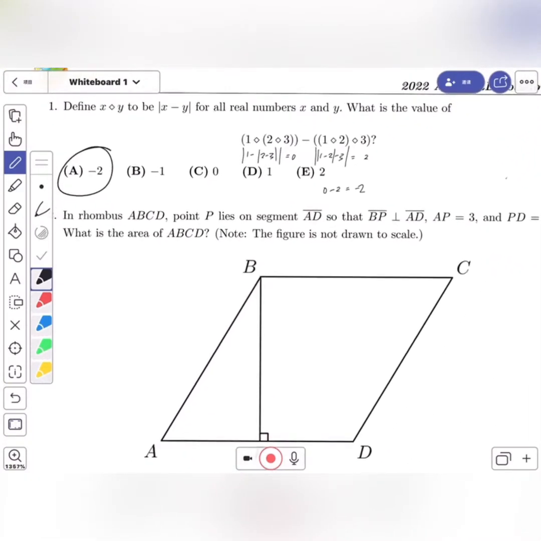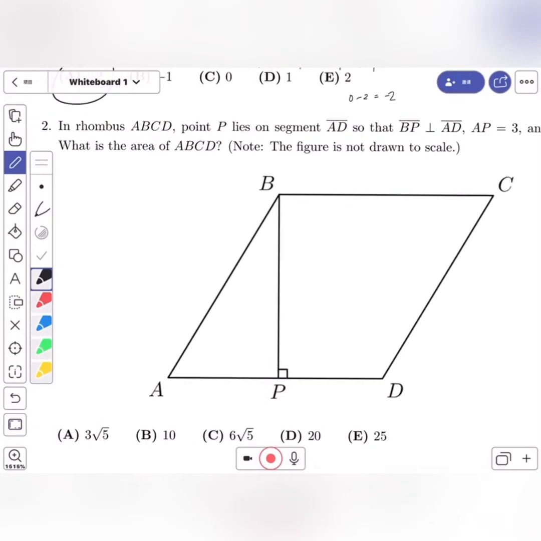In rhombus ABCD, point P lies on segment AD such that BP is perpendicular to AD, and AP is equal to 3, PD is equal to 2. What is the area of ABCD? So, from here, because it's a rhombus, then we know that all four lengths are actually equal. So now AB is just equal to 3 plus 2, which is equal to 5, because this part is 3 and this part is 2.